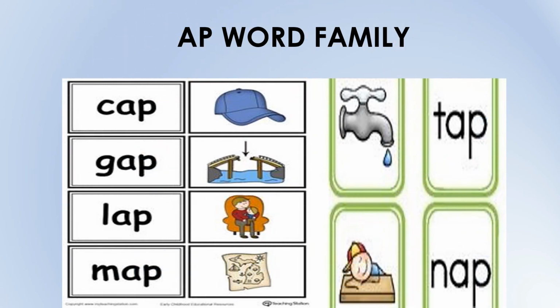So let's come to another set of words. A-P words. K, a, p, cap. G, a, p, gap. L, a, p, lap. M, a, p, map. T, a, p, tap. N, a, p, nap.